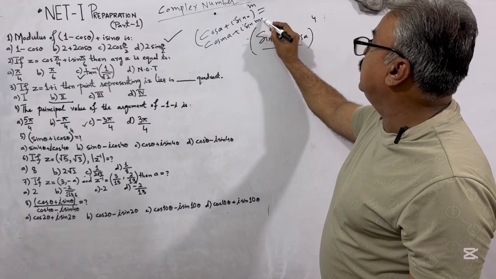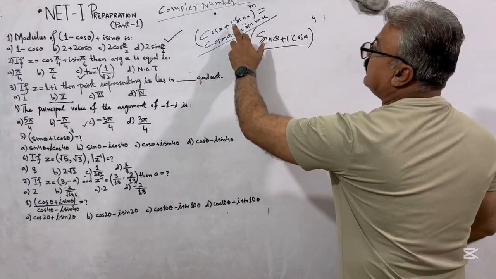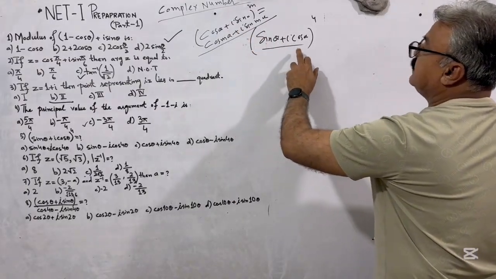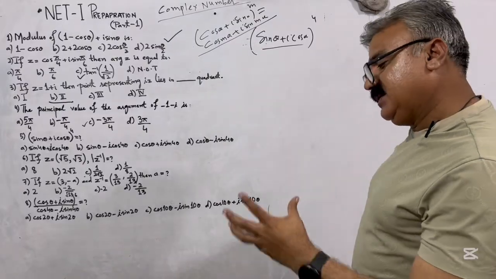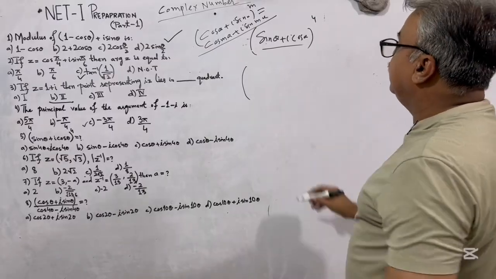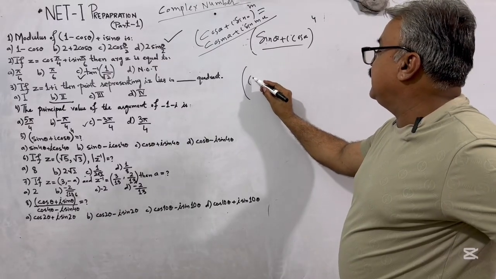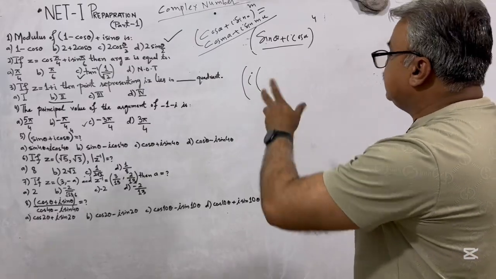Iota sine m theta. Look at this. This is not the case. Here iota is with sine, whereas in reality it should be with cos. Manipulate iota here. It's a wonderful concept. Take iota common. How to take iota common? Look at this. Taking iota common means dividing by iota.